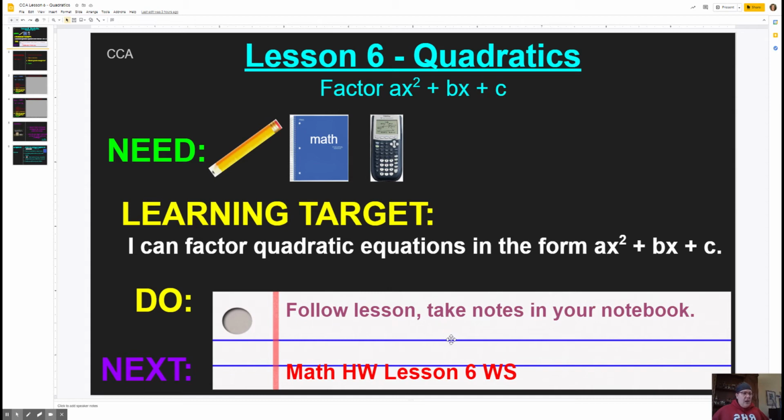So again, as always, follow along with the lesson and take notes in your notebook, and then when we're finished, you'll get some time to work on today's worksheet, which is the lesson 6 worksheet. I will let you get caught up and get your paper labeled for lesson 6. And then in just a moment, we will move into our examples.